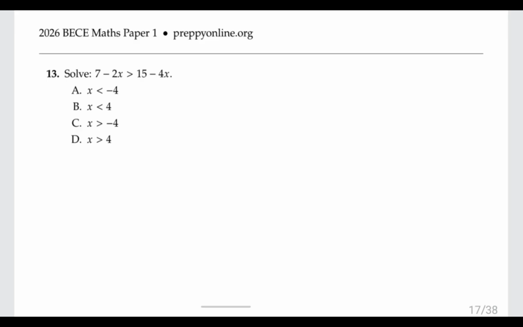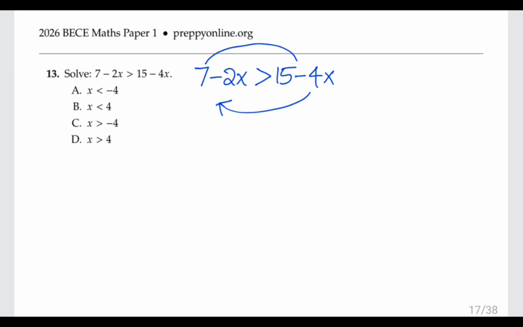The next question is question 13. We're being asked to solve an inequality: 7 minus 2x is greater than 15 minus 4x. We can group like terms, so we can think of bringing this 4x here. That's the same as adding 4x to both sides. And then we can also think of taking the 7 to the other side. That's the same as subtracting 7 from both sides.